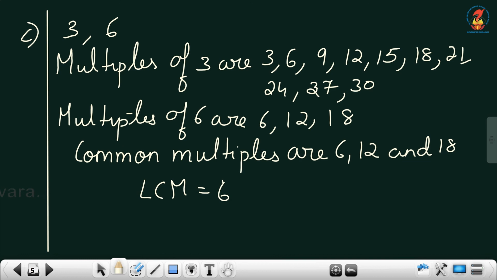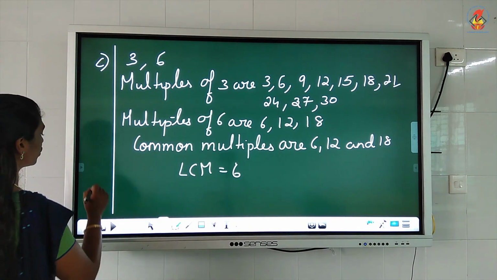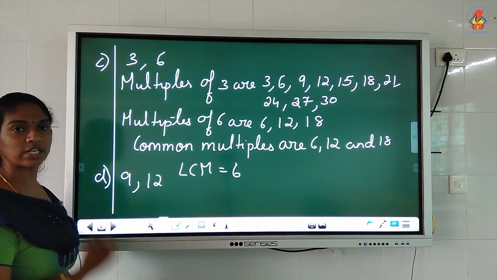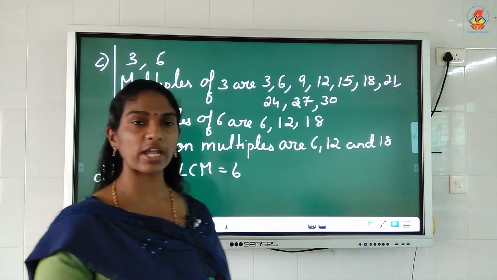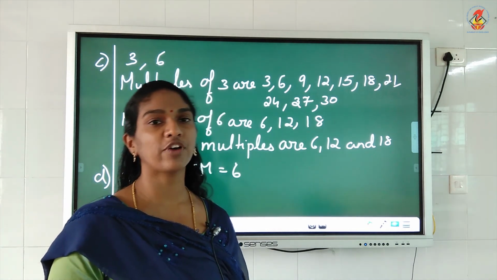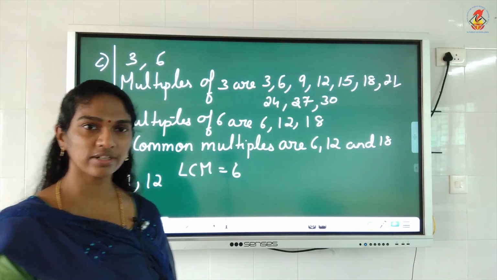The lowest common multiple. You will do a homework question 9 and 12. Find out the multiples of 9, find out the multiples of 12. From that find out first 3 common multiples and then find the LCM. Okay children? Thank you.